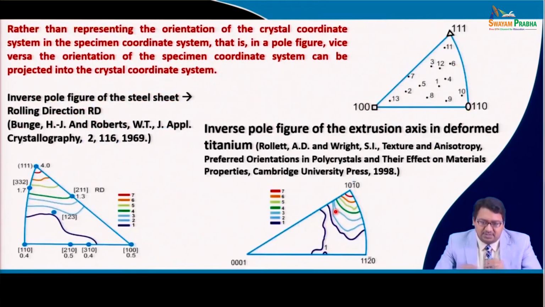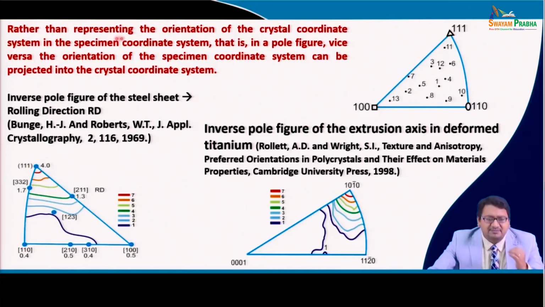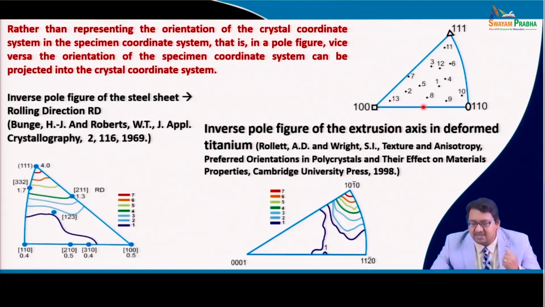So, basically rather than representing the orientation of the crystal coordinate system in the specimen coordinate system, which is basically the pole figure, the vice versa is used, the orientation of the specimen coordinate system can be projected into the crystal coordinate system. And say this is an example that we showed earlier in some earlier lecture also. And say for example, we have say 12 or 13 number of crystals present in a polycrystal material. Basically these crystals in ideal conditions should be grains, right.